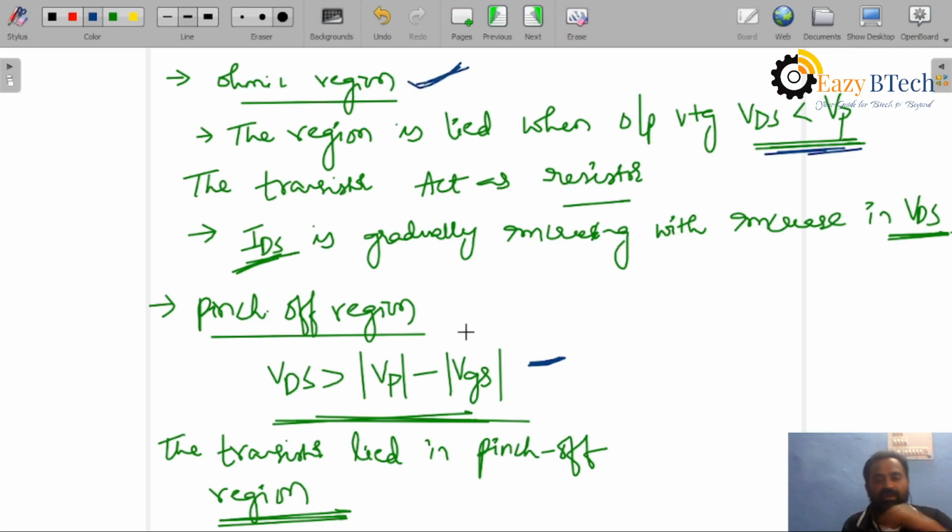Okay, the transistor can be operated in two regions. That is the ohmic region, where it can act as a resistor, and the transistor can act as a constant current source when it is operated in the pinch off region. Here the voltage is VGS less than minus VP. It is the ohmic region and it is the pinch off region. Okay students, this is about transfer characteristics, output characteristics and the parameters of JFET transistors.